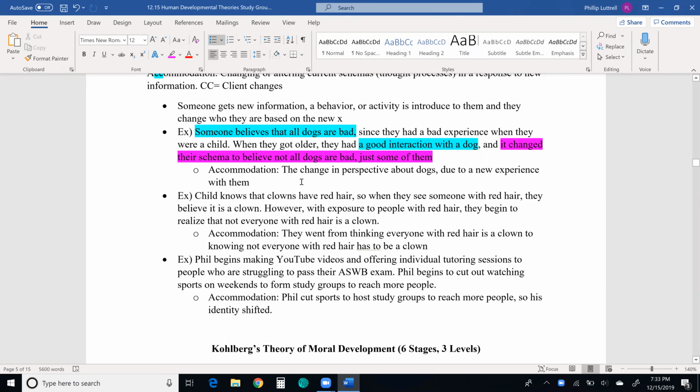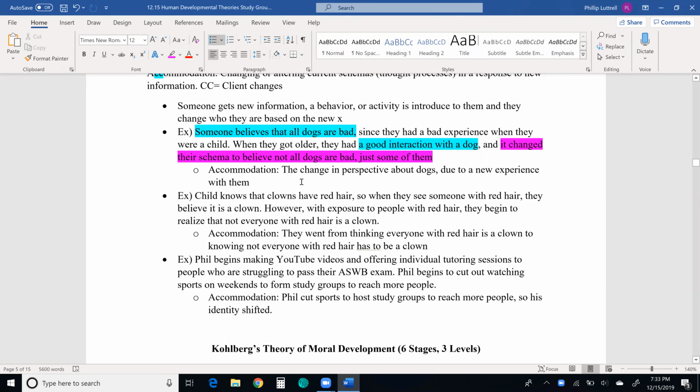Another example, a child knows that clowns have red hair. So when they see someone with red hair, they believe it is a clown. However, with exposure to people with red hair, they begin to realize that not everyone with red hair is a clown. They get more exposure to people with red hair.